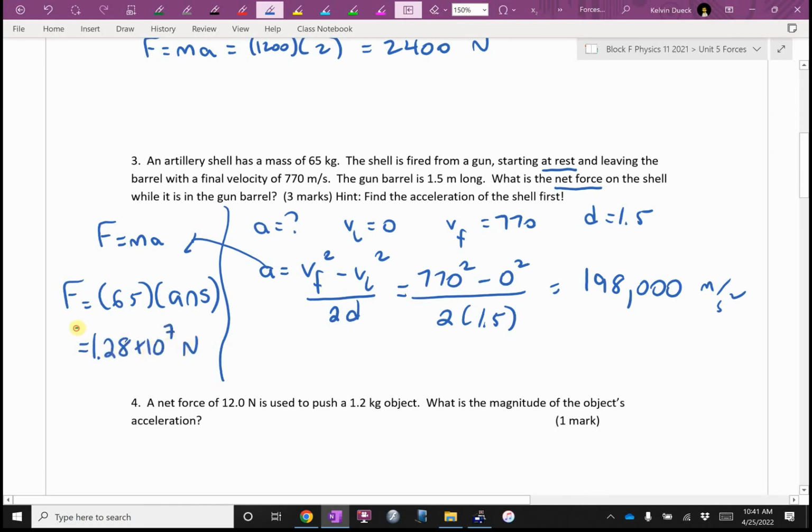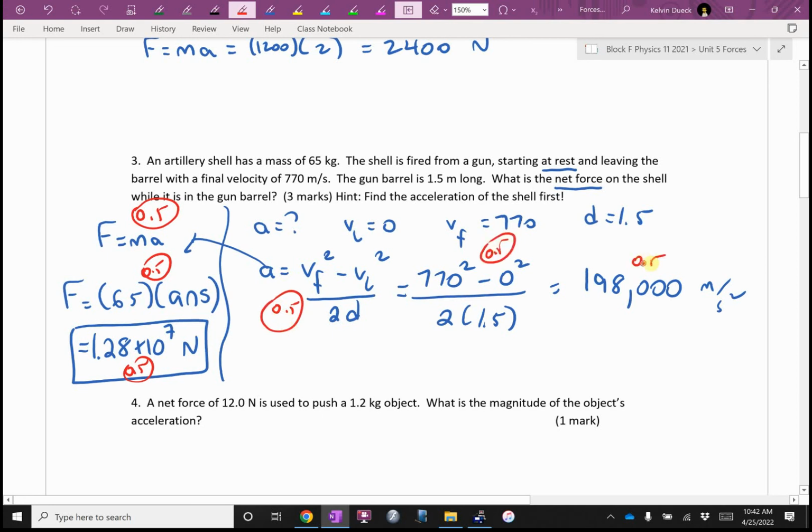If you got that, 3 out of 3. Otherwise, I would probably give you a half mark if I saw that, a half mark if you went 65 times whatever you got for the acceleration, and a half mark for that. Over on the right, I would give you a half mark if I saw that you would realize that we could find acceleration using that. I would give you a half mark for the numbers and a half mark for finding the acceleration successfully.